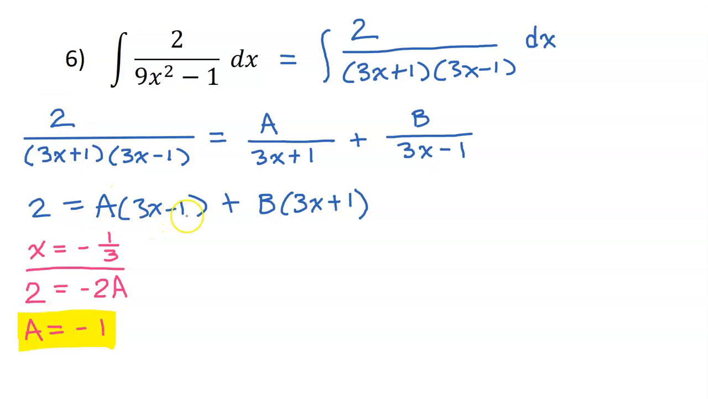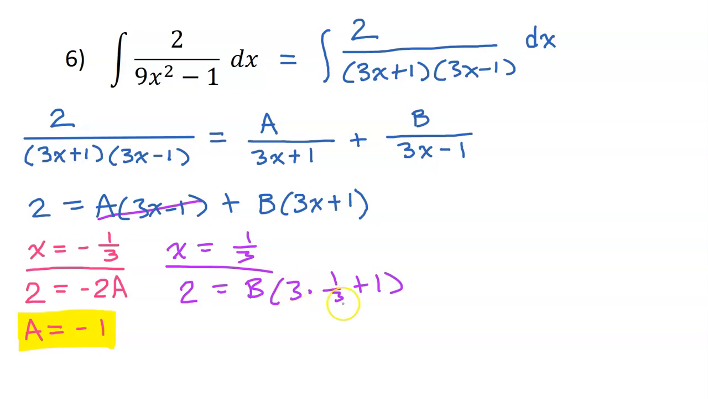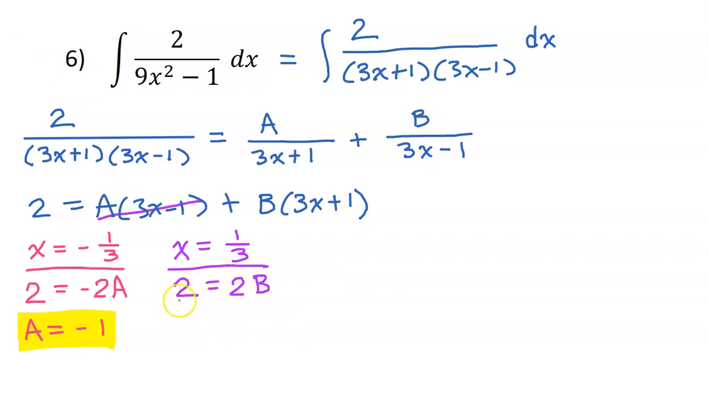If we set 3x minus 1 equal to 0, we get x equals 1/3. So if we let x equal 1/3, then 3x minus 1 will become 0. So that will cancel out this term. That leaves us with 2 equals B times 3 times 1/3 plus 1. The 3's cancel out and we are left with 1 plus 1. So that means 2 is equal to 2B. Dividing both sides by 2, we get B equals 1.